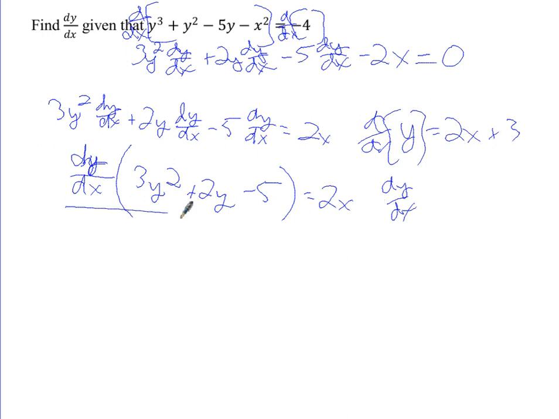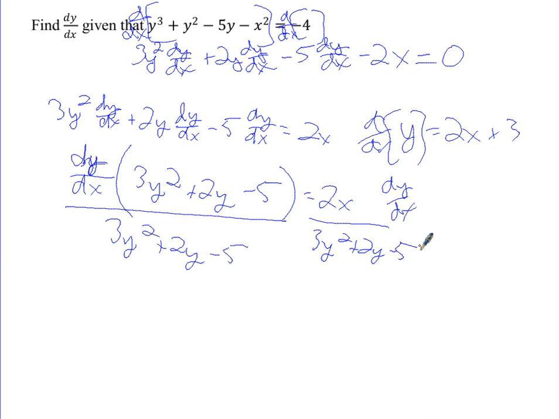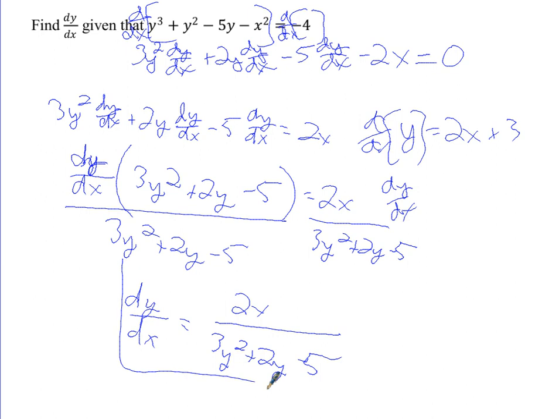Now divide both sides by this guy right here, 3y squared plus 2y minus 5. That leaves me with the dy over dx here, because these guys go away. And I just have dy over dx equals whatever I wound up with over here. 2x divided by 3y squared plus 2y minus 5. And you're done.